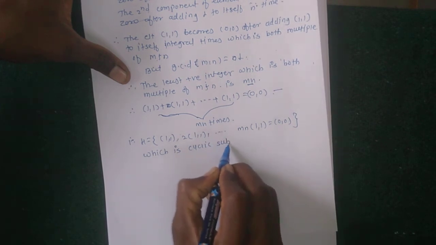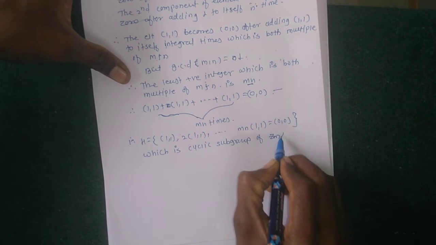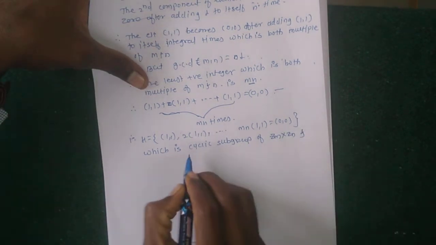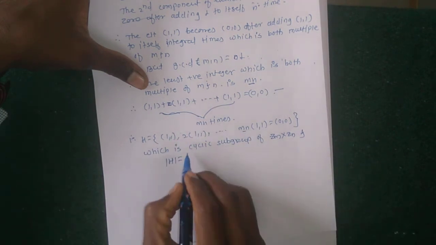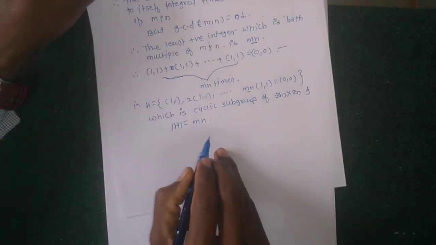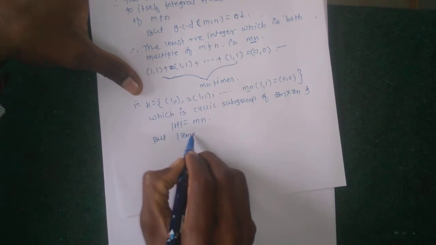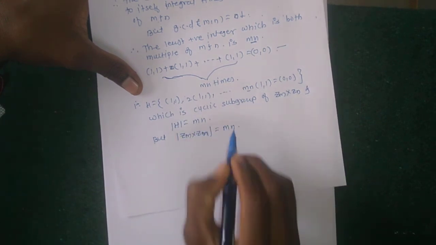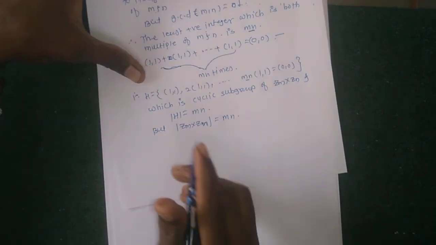This is a cyclic subgroup of Zm cross Zn, and the order of H, which contains m into n elements, is m into n. But the order of Zm cross Zn is also mn. The order of Zm cross Zn must be mn.